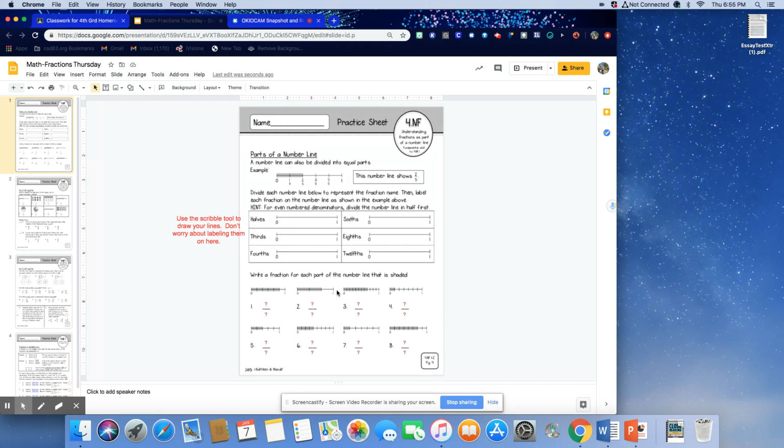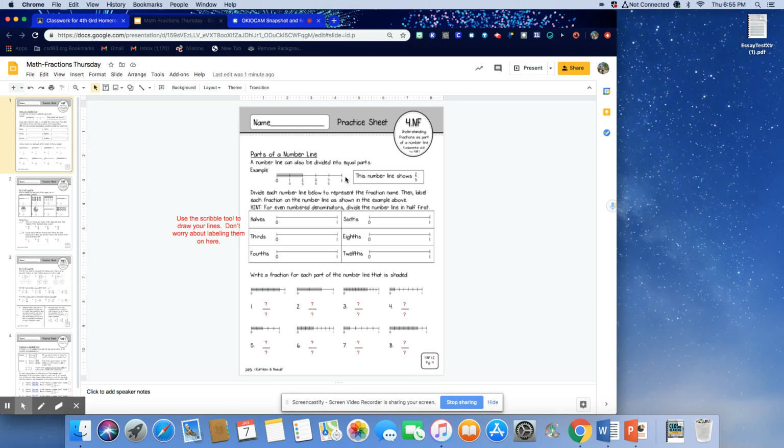Since we don't have the packets here, we're going to do it on paper on our DocCam. I'm going to copy this first one and then we'll do it together and I'll show you. So, parts on a number line. A number line can also be divided into equal parts.